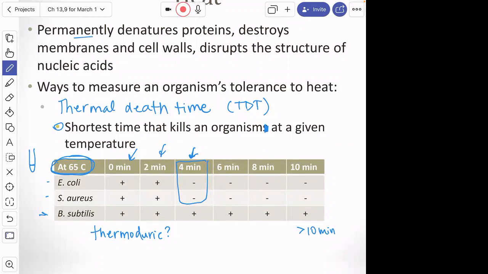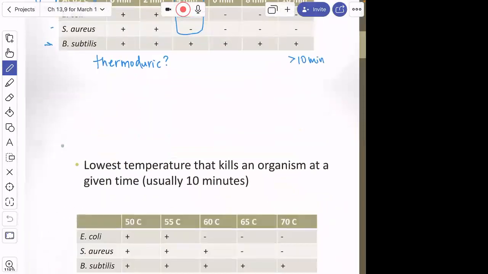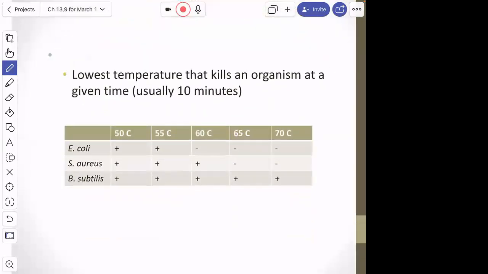Okay, so a spore former is going to survive longer exposures to heat and be more thermoduric. A little different way to test heat tolerance is by the thermal death point. This is a similar measurement. We're just switching the variables around here. We're testing the lowest temperature that kills at a given time. So instead of lowest time at a given temperature, it's lowest temperature at a given time. So usually we would designate the time as at 10 minutes.